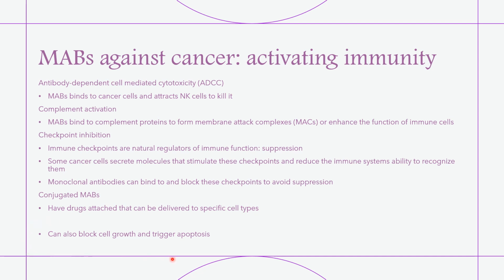Monoclonal antibodies can also block cell growth and trigger apoptosis as well. So these are the sorts of things that monoclonal antibodies can do to activate immunity, specifically against cancer.